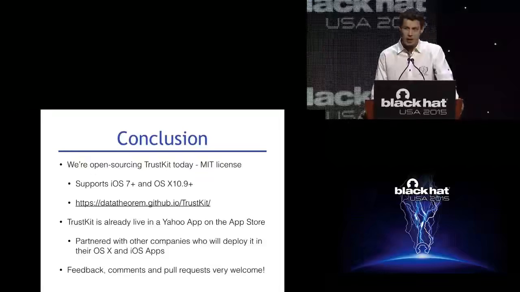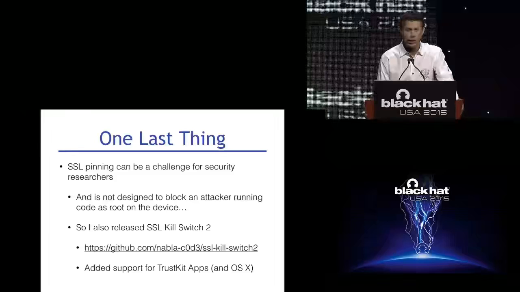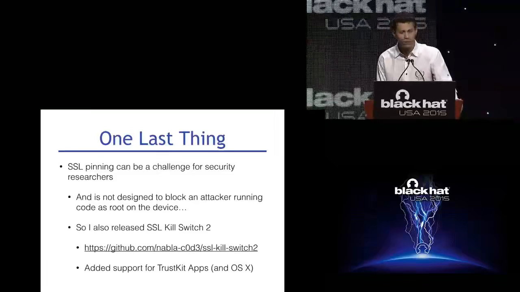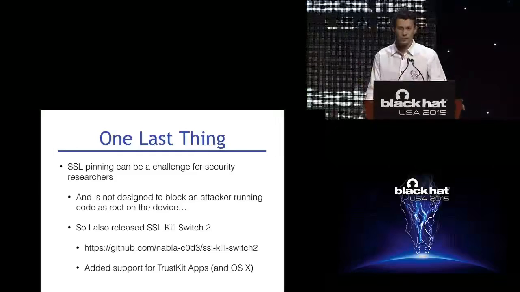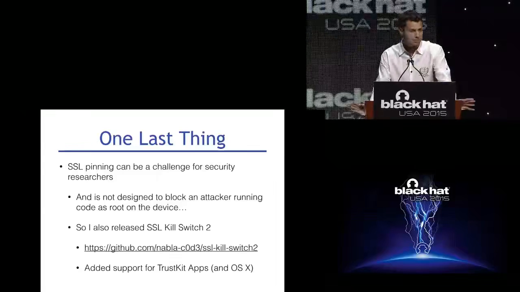That's fine. And since I have 15 seconds, there's one last thing. If you need to do security research on an app that's using TrustKit, I also released a tool to disable TrustKit on a jailbroken device. It's called SSL Kill Switch 2. So don't spend days trying to bypass it. I've already done it. Again, it's on a jailbroken device, so it's not the threat model of SSL pinning. So that might be useful as well. All right. Thanks, everyone.